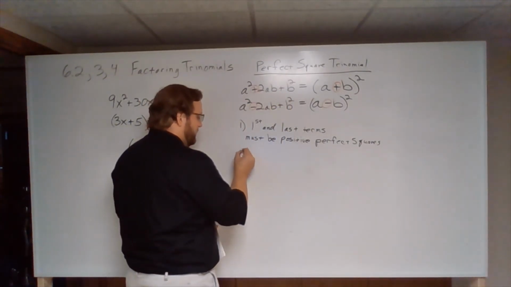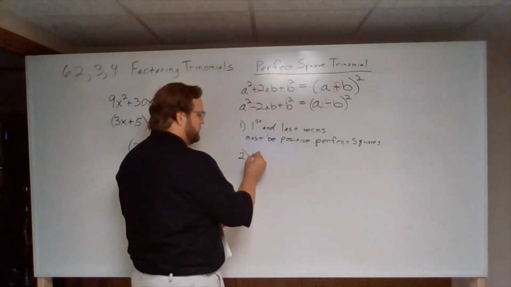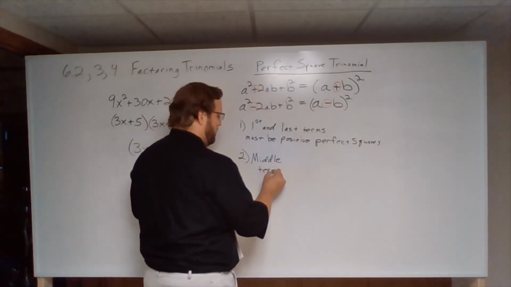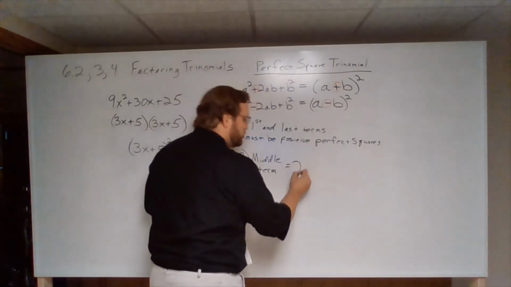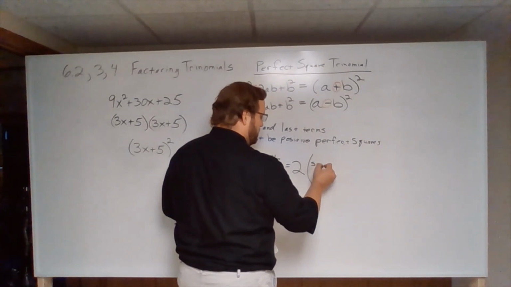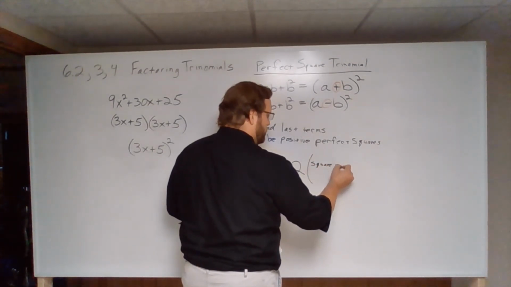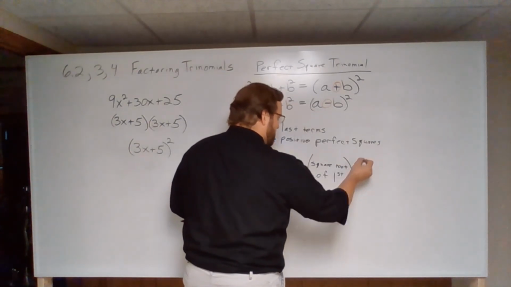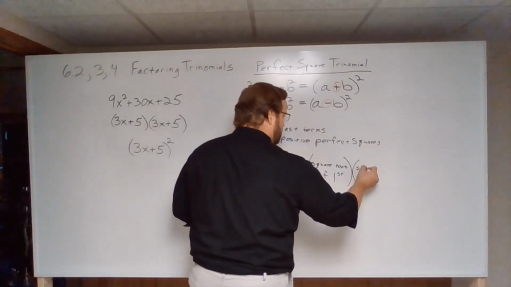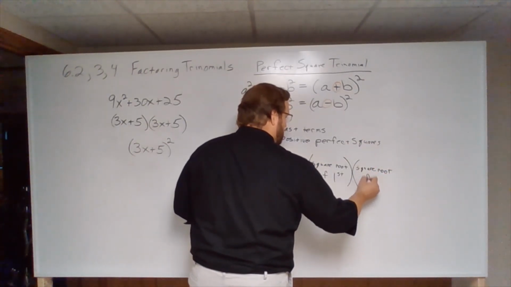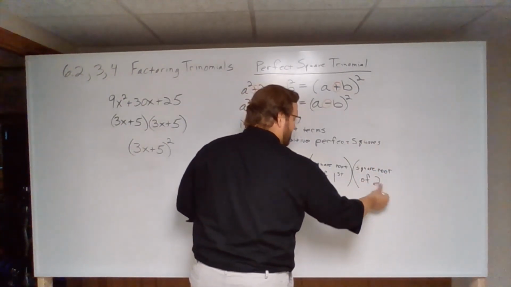The second thing is that the middle term must equal 2 times the square root of the first times the square root of the, not second, the last.